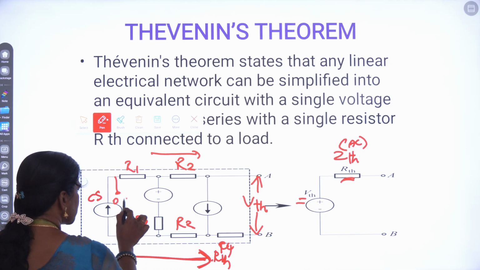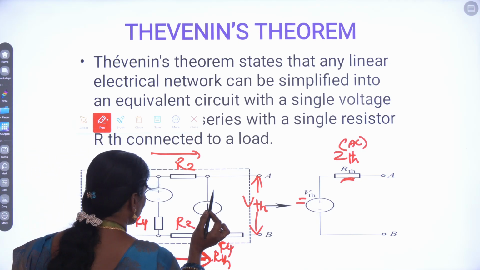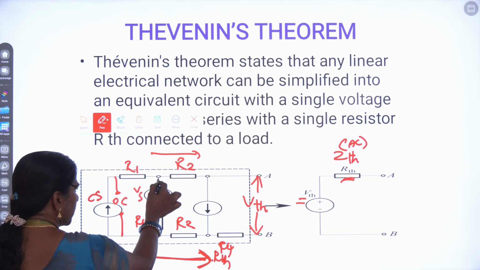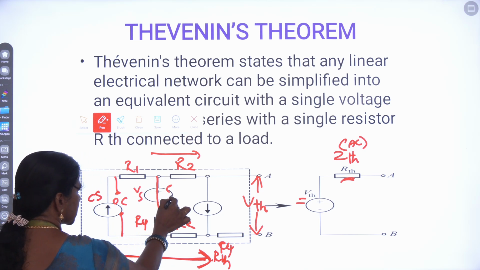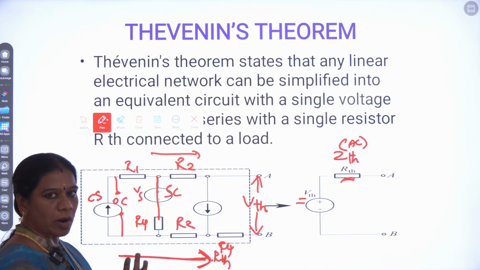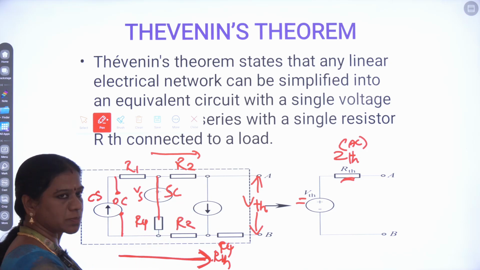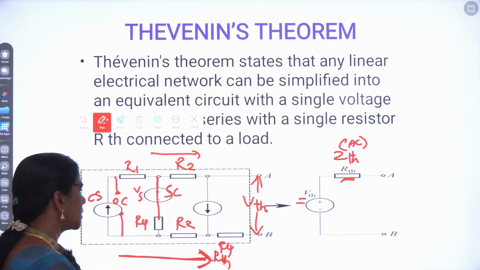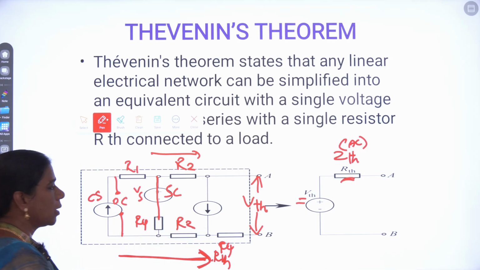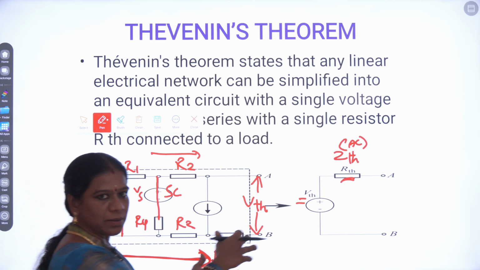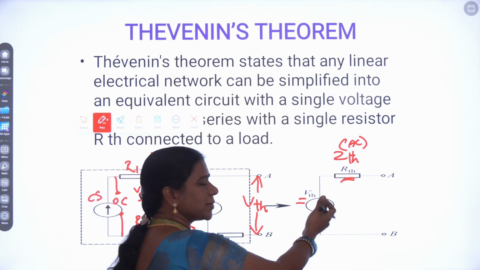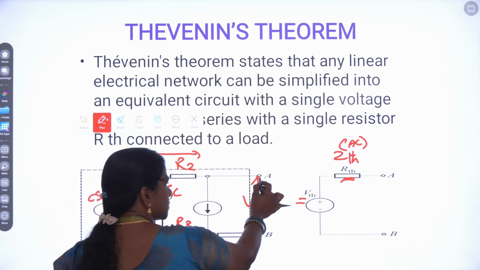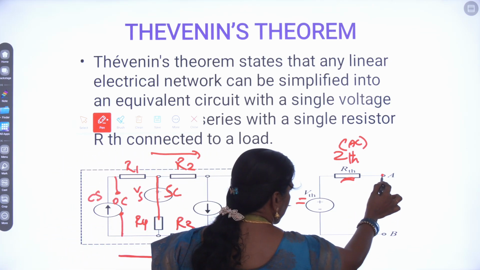So the current source must be open circuited, and if we have a voltage source in the circuit, see this is the voltage source, it should be short circuited like this. So there should not be any source present in your circuit when we are calculating RTH. Yes, so like that we can go for replacing the complex network with a very simple network which consists of VTH and RTH in series. And these terminals A and B are the same.